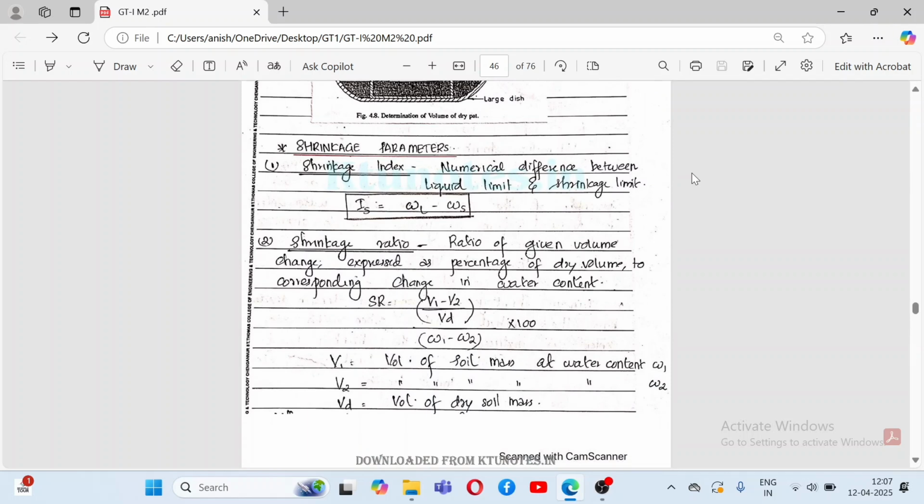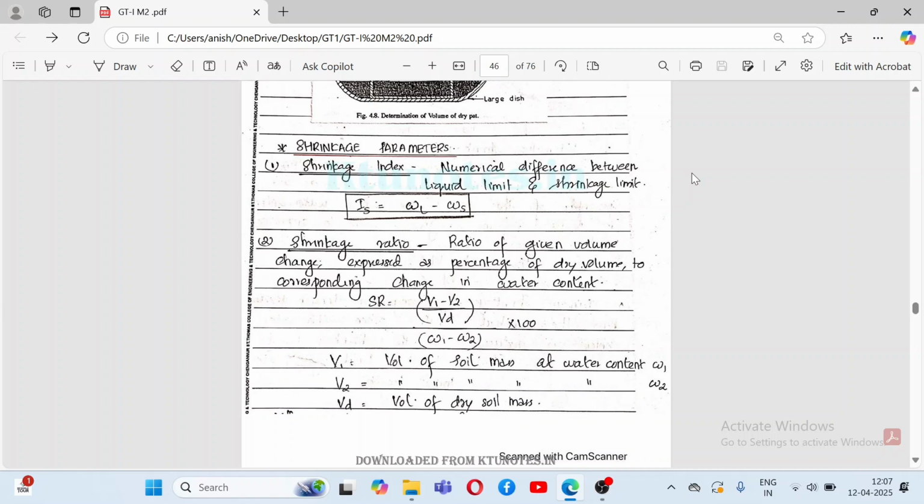That is, IS is equal to WL minus WS. Okay, shrinkage index. Then it is the shrinkage ratio. Next one. What is shrinkage ratio? It is the ratio of a given volume change expressed as percentage of dry volume to corresponding change in water content. Okay, so SR, shrinkage ratio, is given by V1 minus V2 divided by VD, okay, whole divided by W1 minus W2 into 100.